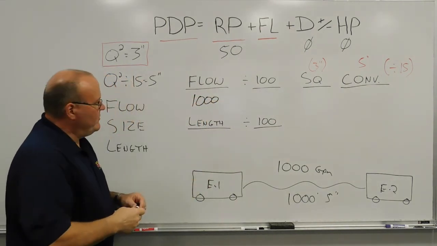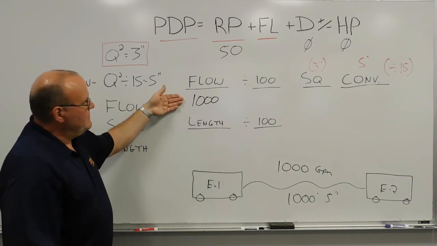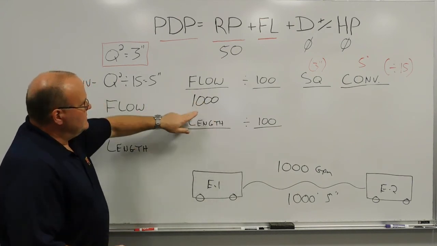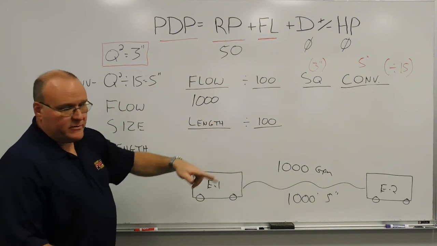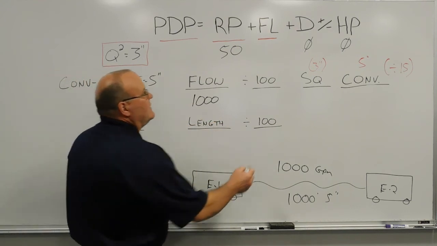The very first step when we do our Ham method is to take the flow and divide that by 100. So essentially you're going to knock off the last two zeros. So 1,000 divided by 100 will give us 10.